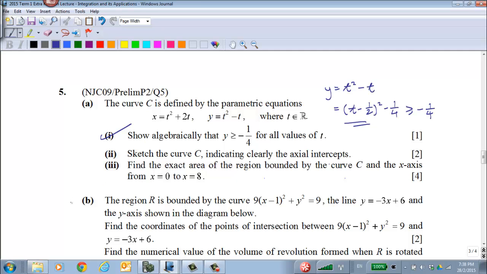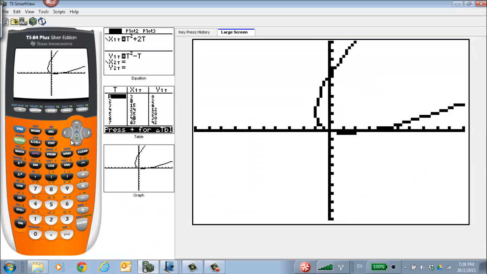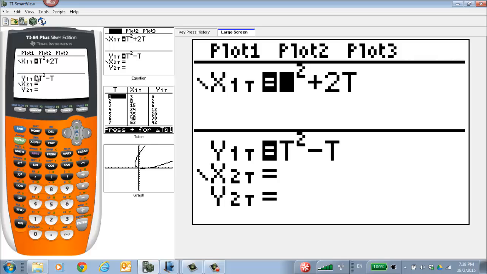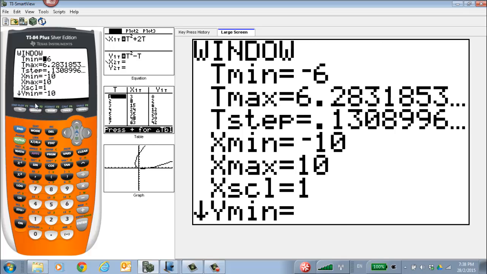For part 2, to sketch a graph, you can do it on your GC. Now, take note, you just key it in. However, do take note that when you sketch a parametric equation using your GC, please really check your window, because by default, the T minimum is actually 0.